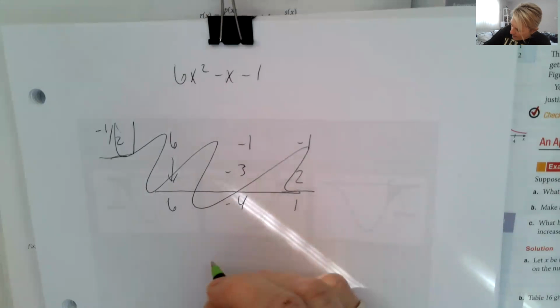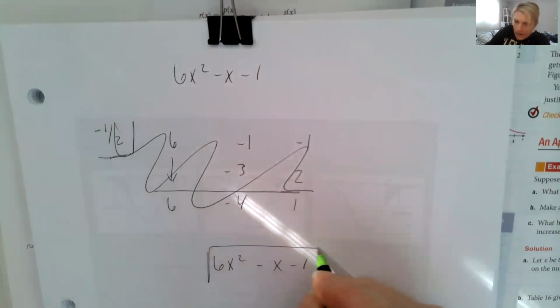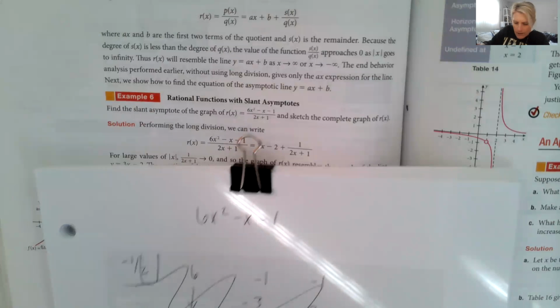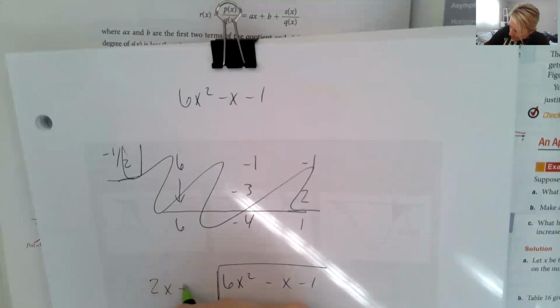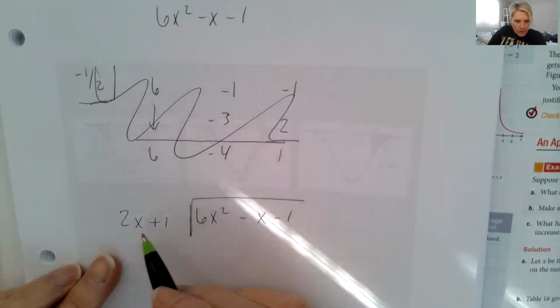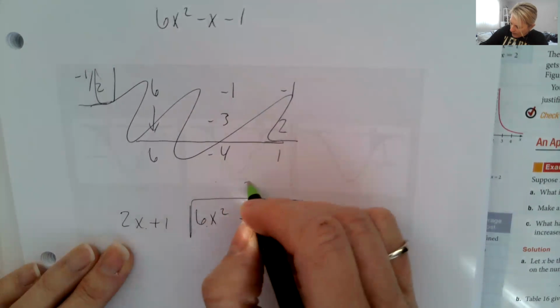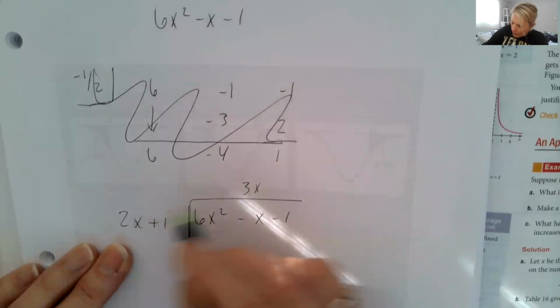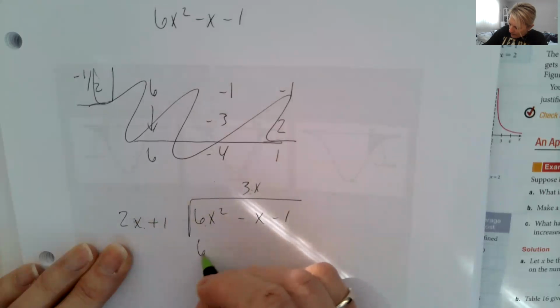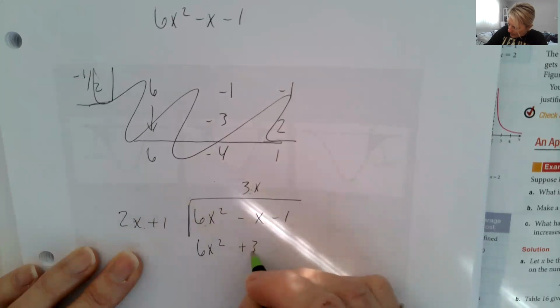6x squared minus x minus 1, and we're going to long divide it with the 2x plus 1 because we don't know if it's a 0 or not. And it's not an even 0 because there is a remainder. So 2x times what to get me to 6x squared will be a 3x. So 3x and 2x make the 6x squared. 3x times 1 gives us the 3x.